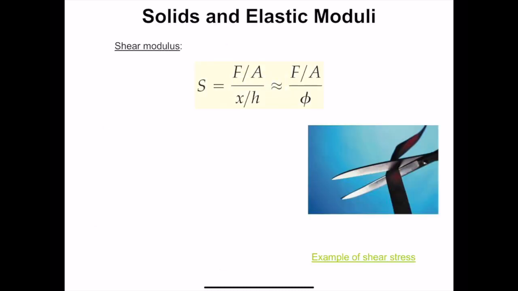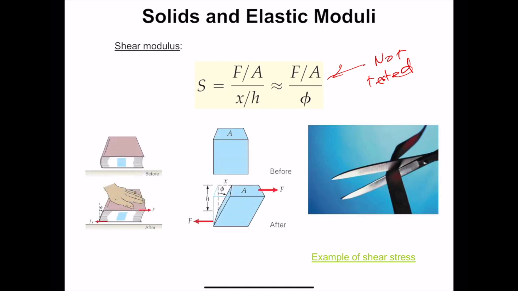type of stress that we're going to talk about is shear stress. Now, I will not be testing you on this formula. So for the shear stress, I only expect you to know it conceptually. So I just want you to know it conceptually. So what is shear stress? Shear stress happens when you have two opposite forces acting on an object, and the object is still in equilibrium, but the forces are not acting in the same straight line.